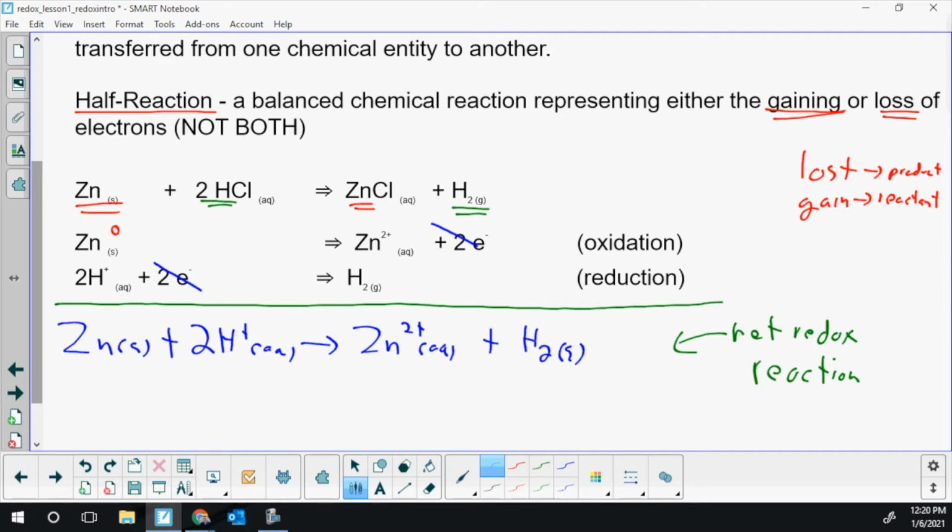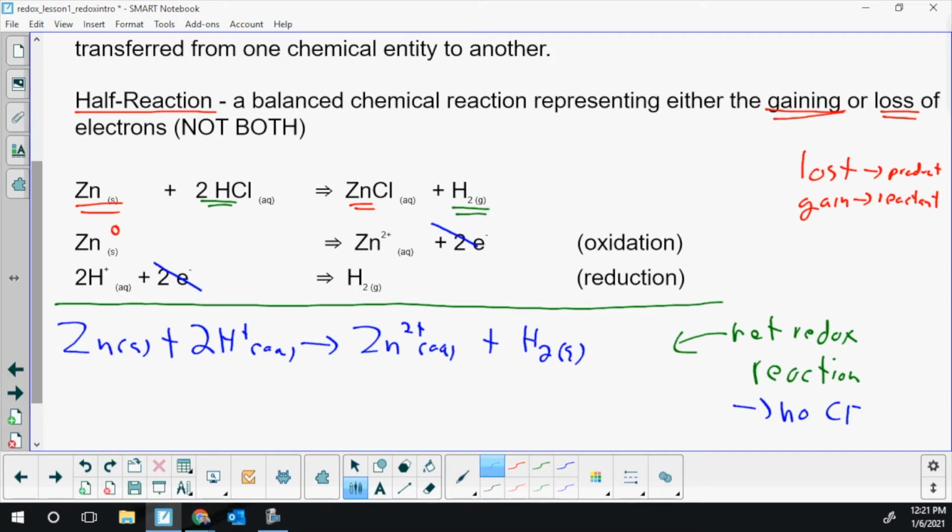Now you'll notice in the net reaction, there is no chloride showing up. Spectator ions disappear when you put two half reactions together, okay? Because spectator ions aren't going to show up in either half reaction. Okay. So we saw an example which led to our definitions of oxidation and reduction.